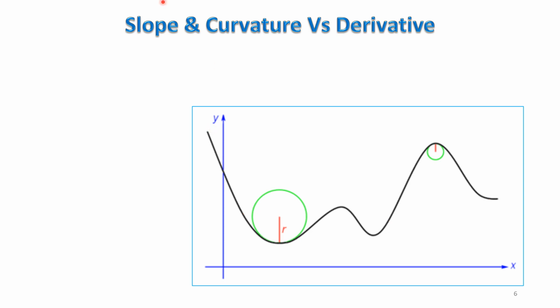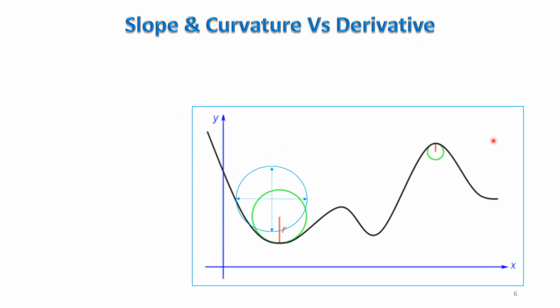At any point on the curve, we can draw a right angle triangle. I'll show you that. So here you can observe a point here, and we can draw a tangent line. It will be parallel to x-axis. At this point again you can imagine a tangent line parallel to x-axis.